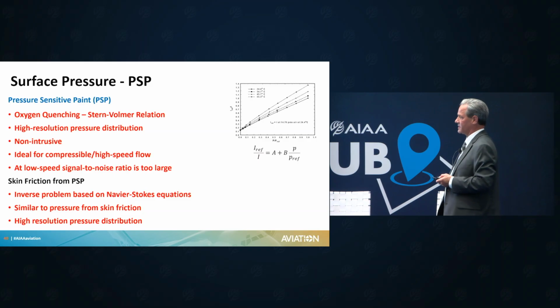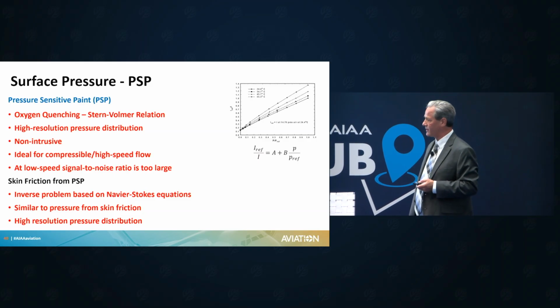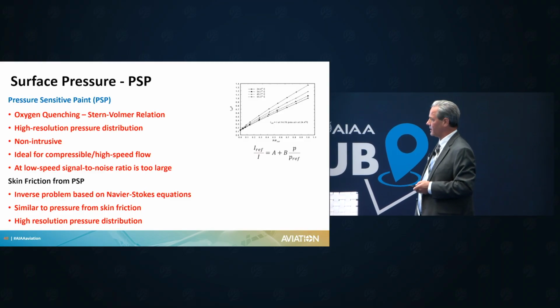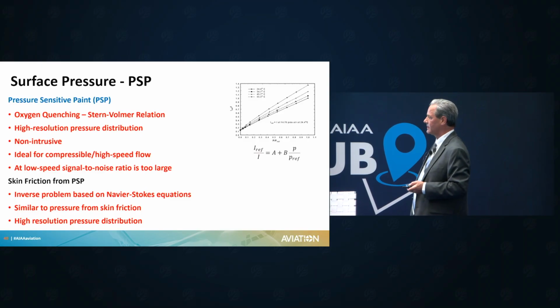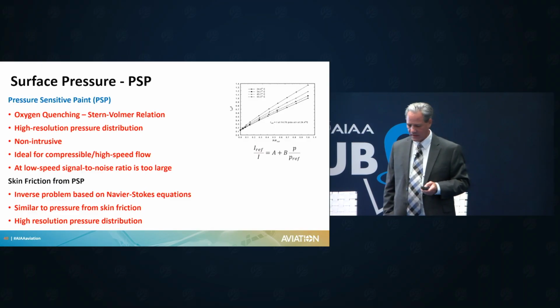PSP, pressure sensitive paint. So this is oxygen quenching. And again, it's high resolution, non-intrusive. At low speed, signal to noise ratio is very, very large. And again, at Western, we're able to extract skin friction from PSP. It's an inverse problem based on Navier-Stokes. It's similar to pressure from skin friction, and again, it has a higher resolution pressure distribution. So again, non-intrusive, so once again, pressure taps aren't required.